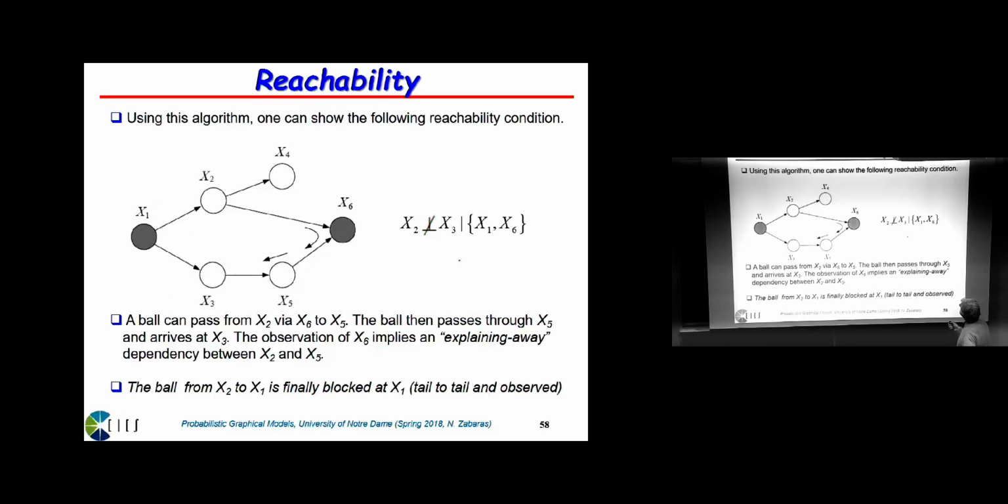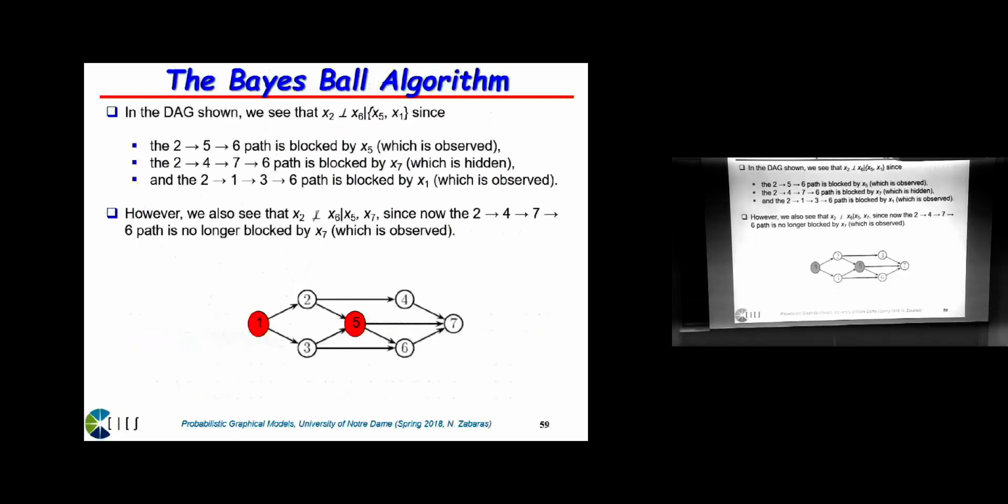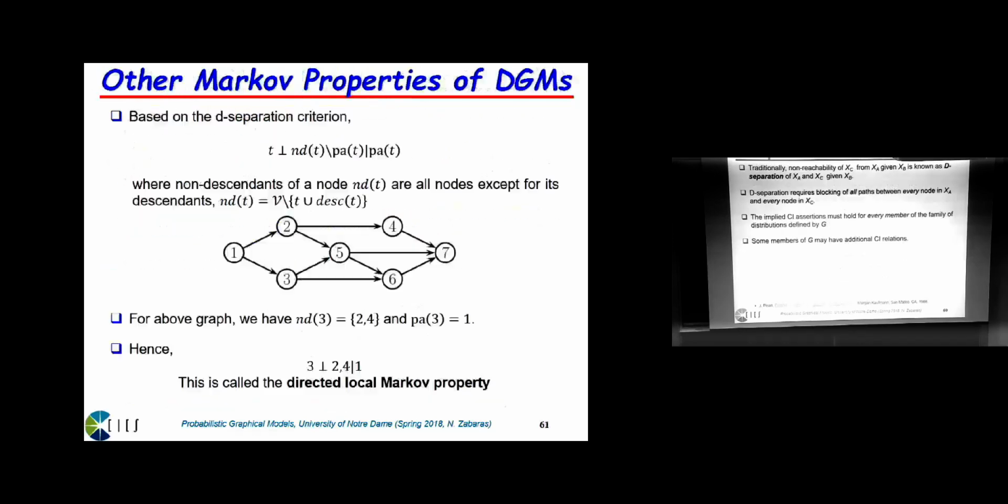Here it says that given x1 and x6, x2 is not independent of x3. So given x1 and x6, if we throw a ball like this, the ball can go through these tracks. Why? Because this is observed, so the ball can go to x3, then there is a path, so there's no independence. So this is the Bayes ball in action for a much more complicated problem.